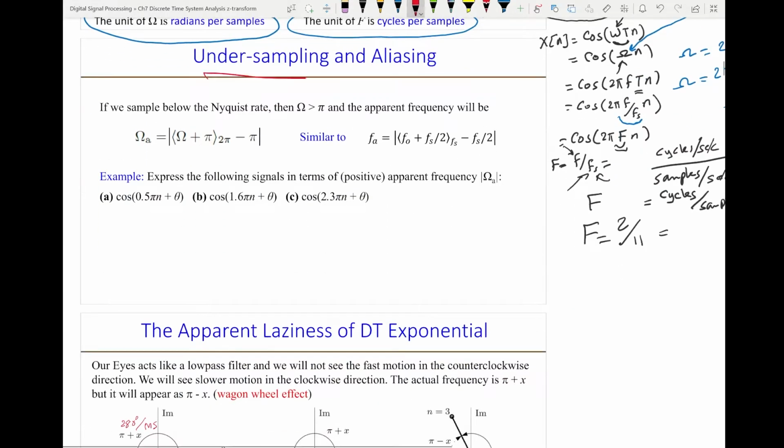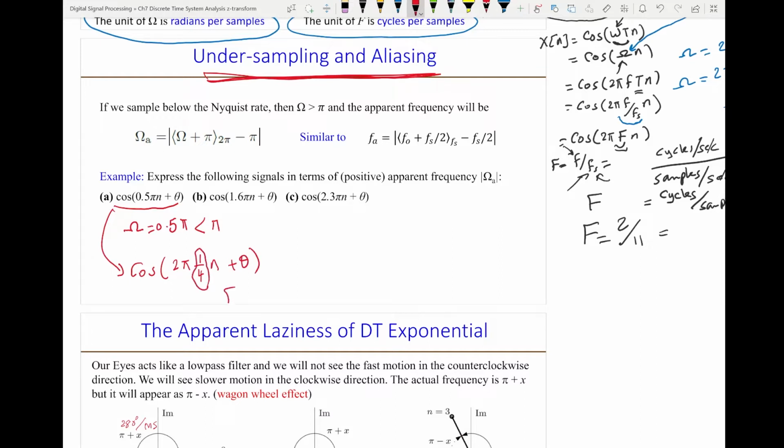Let's look at this. Undersampling and aliasing. So if you have a signal like this one here, omega is 0.5 pi, which is less than pi. So there is no aliasing. That means that signal was sampled at the right sampling rate. And if I want to know what is the digital frequency, I can rewrite this as cosine 2 pi 1 over 4 n plus theta. And that will be the frequency. F is 1 over 4. That means there is 1 cycle per 4 samples. So the sampling rate is 4 samples per cycle.